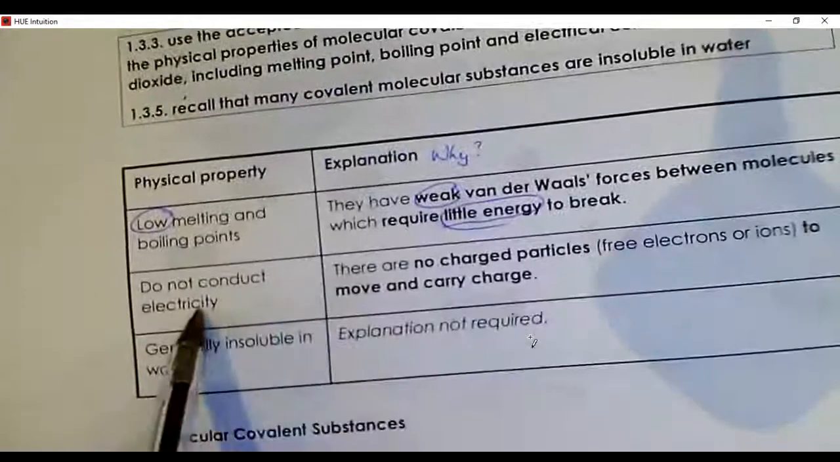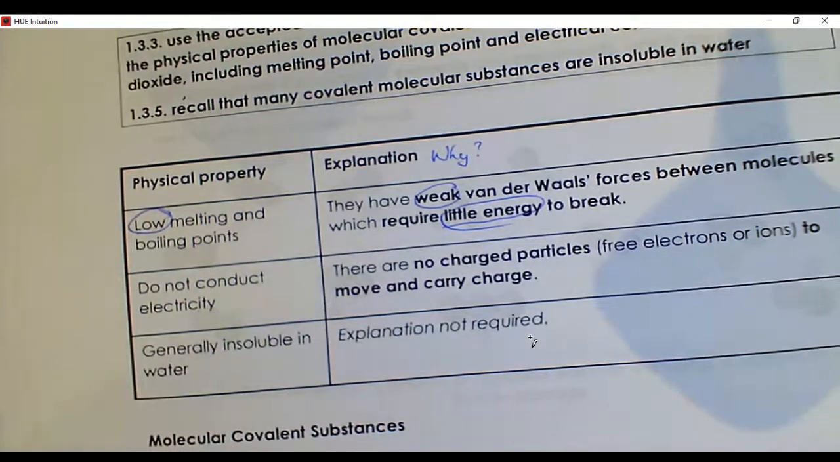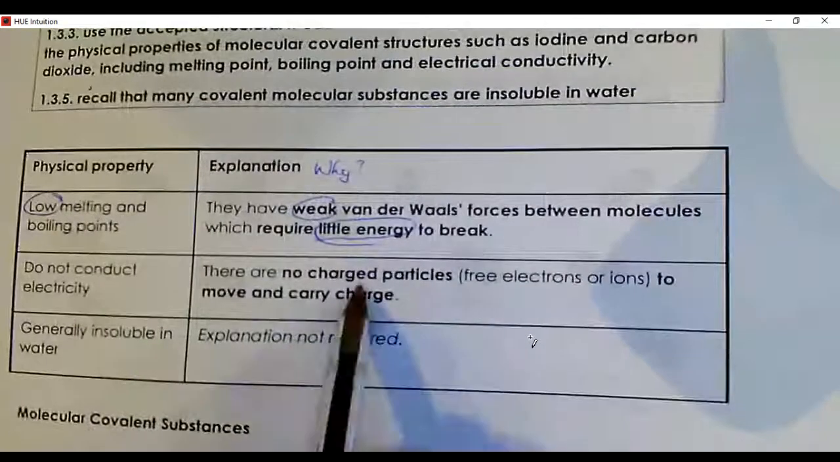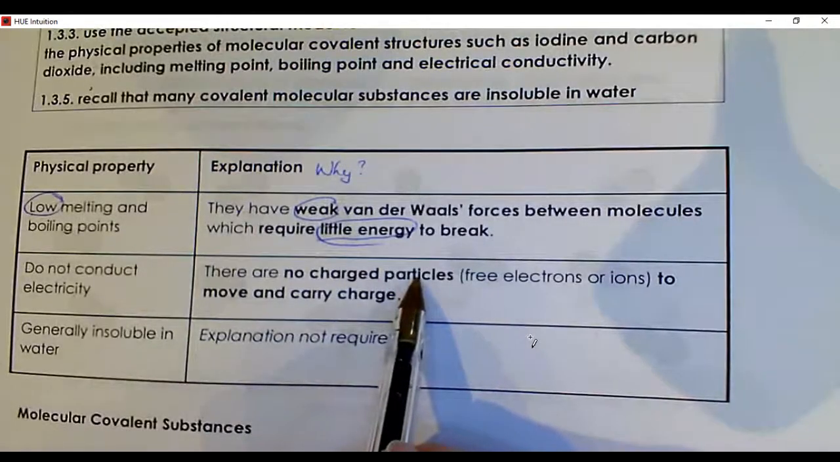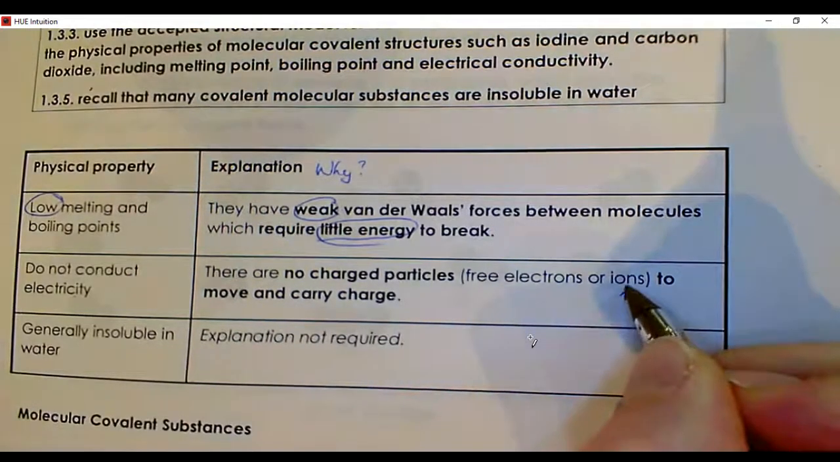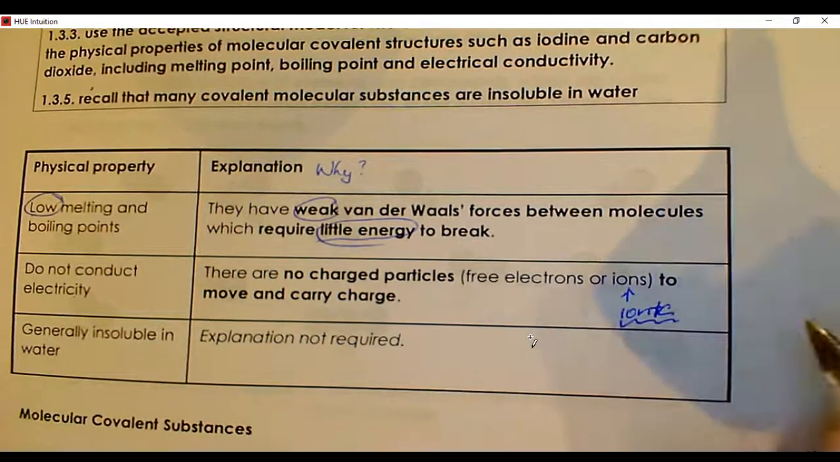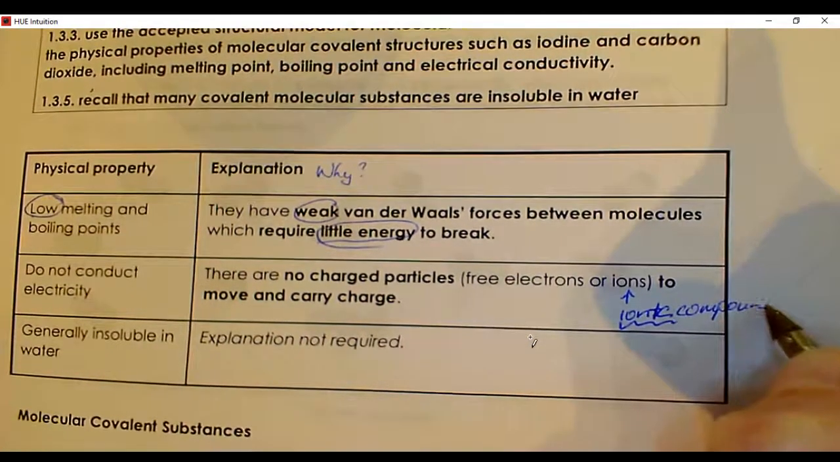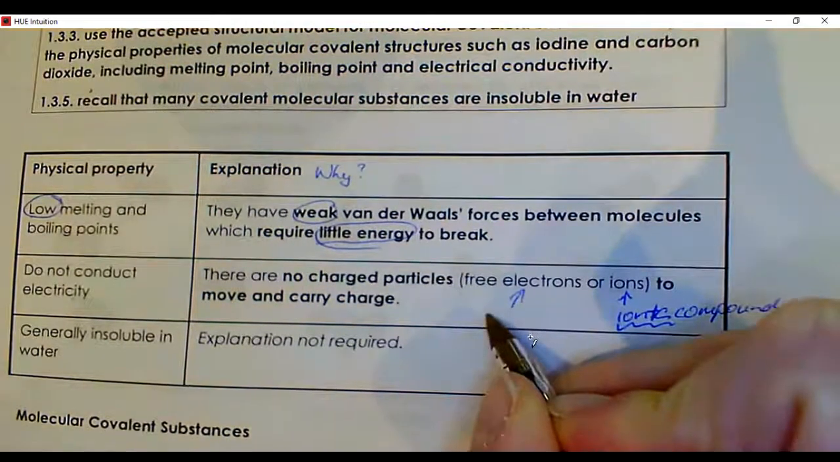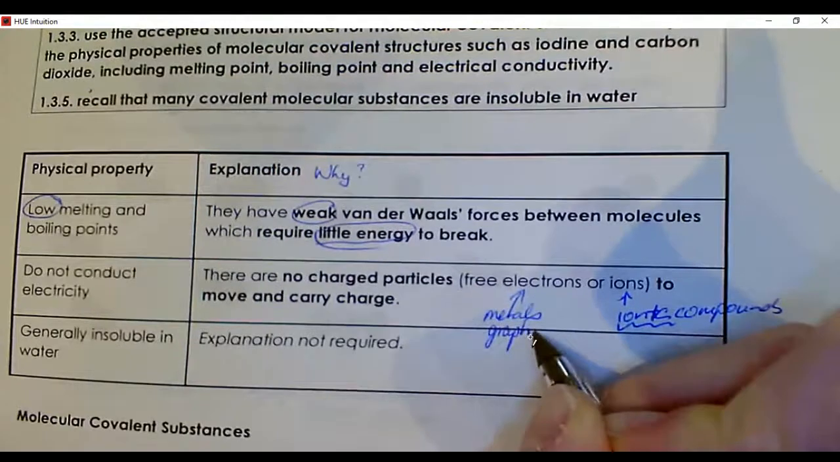They do not conduct electricity. Recall that ionic compounds will, if they are molten or aqueous. Molecular covalent substances do not. The reason is there are no charged particles. There's nothing with an electrical charge that can move and carry charge. In ionic compounds, it's the ions that carry charge. And as you'll see, in metals, it's free electrons that can move and carry charge. Metals and also graphite, which we'll meet next week.